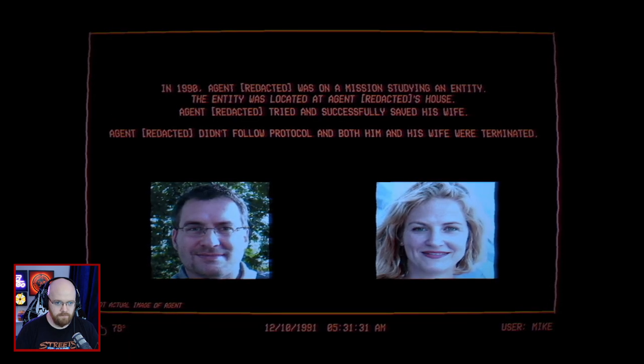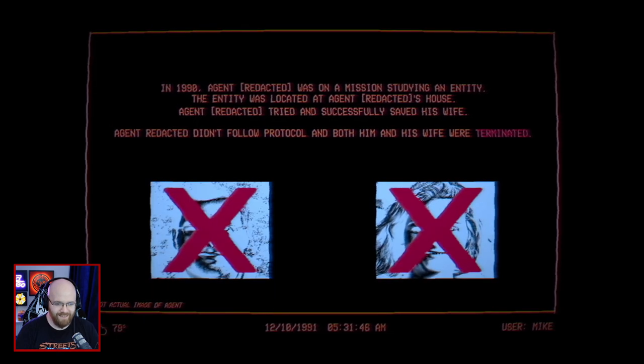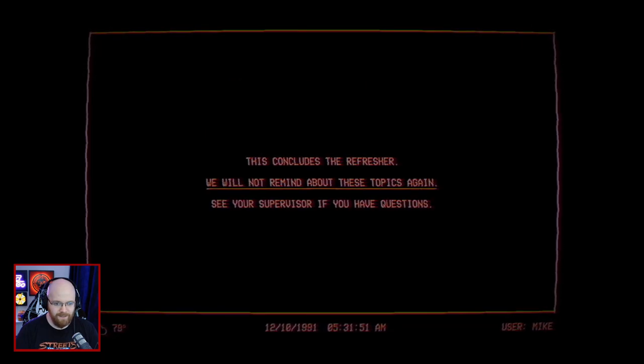Don't deviate. In 1990, Agent Redacted was on a mission studying an entity. The entity was located at Agent Redacted's house. Agent Redacted tried and successfully saved his wife. Agent Redacted didn't follow protocol and both him and his wife were terminated. This concludes the refresher. We will not remind about these topics again. See your supervisor if you have questions. I would like to see my supervisor, please.